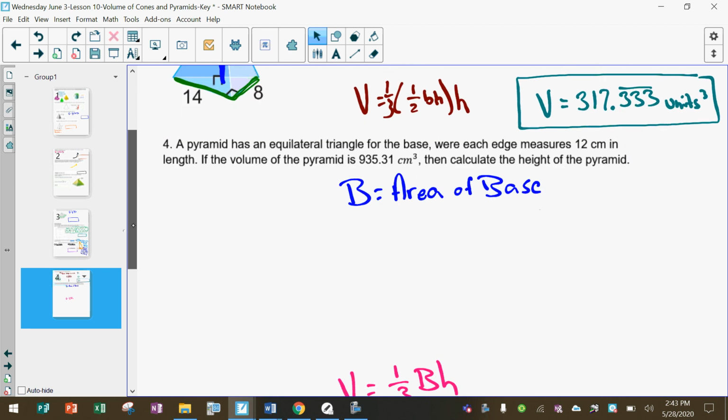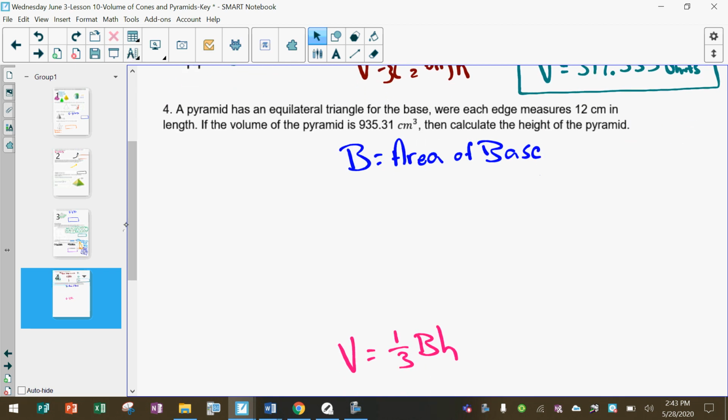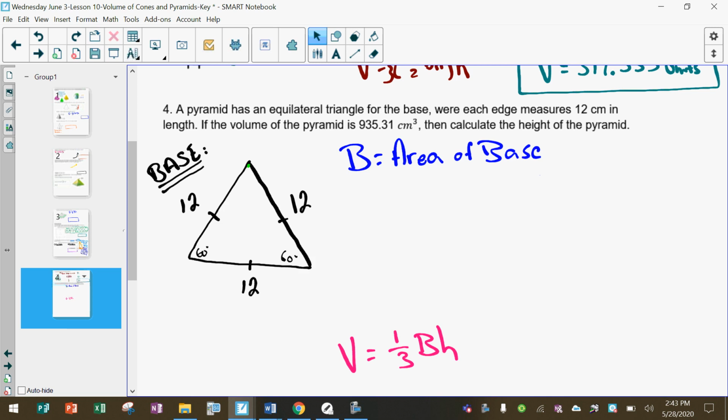And number 4. A pyramid has an equilateral triangle for the base where each edge measures 12 centimeters in length. The volume of the pyramid is 935.31 cubic centimeters. Find the height. So this goes back to the area of an equilateral triangle. Area of an equilateral triangle would be the area of our base.